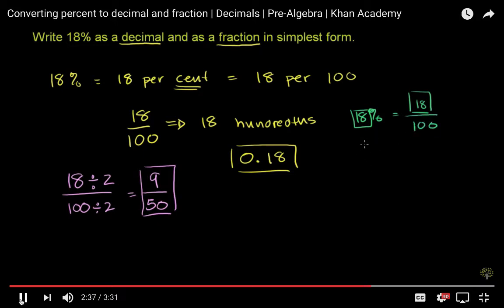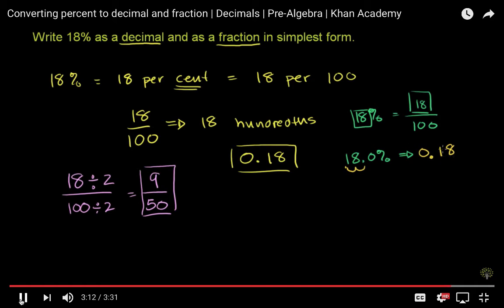And another way to think about it, you could view this as 18.0%. I just added a trailing zero there, just so that you see the decimal. If you want to express this as a decimal without the percent, you just move the decimal to the left 2 spaces. So if we move the decimal to the left 2 spaces, 1, 2, this becomes 0.18.